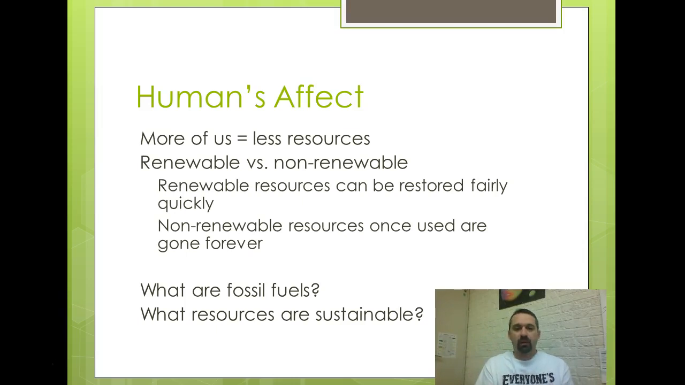Non-renewable resources are like fossil fuels, down there at the bottom. What are fossil fuels? Once we use those, they're gone. We can only pump so much oil out of the earth, or from below the oceans, and it's going to be gone because it was made a long, long time ago. So that brings us to what fossil fuels are. Does anybody know what fossil fuels are?